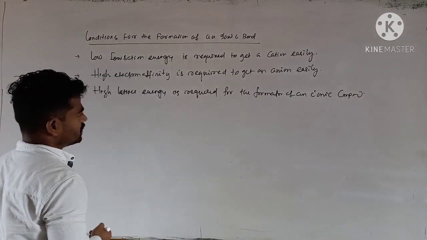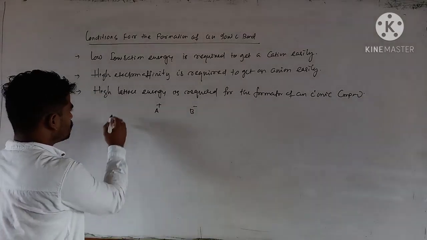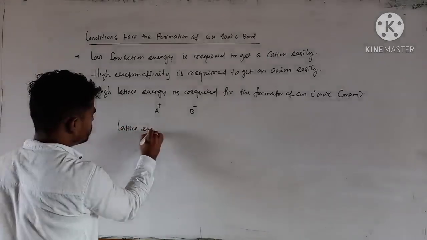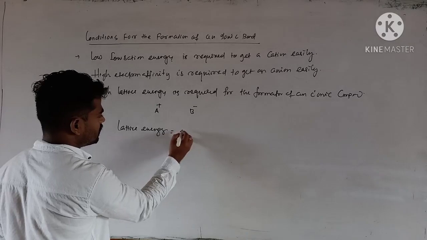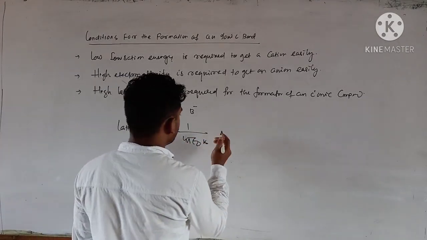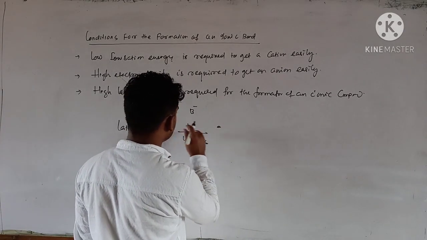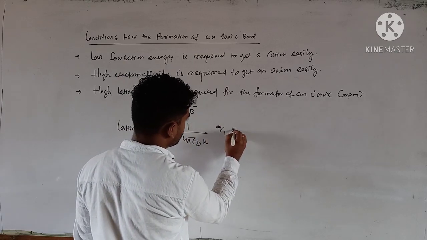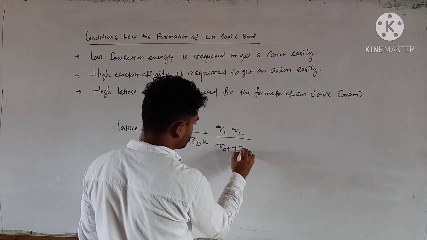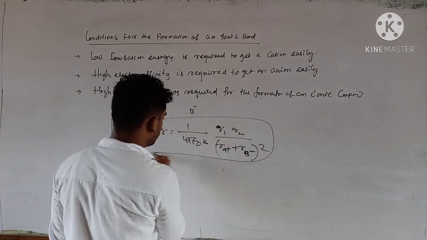So between two charges, suppose the two ions are A plus and B minus. This lattice energy or lattice enthalpy will be given by 1 by 4 pi epsilon naught, K, some constant, times the charges of the two ions, Q1 Q2, upon the radius of cation plus the radius of anion, whole square. So that is the equation for lattice enthalpy.